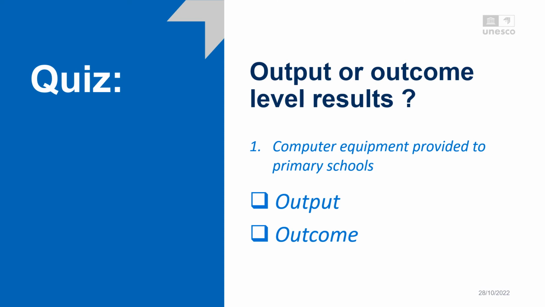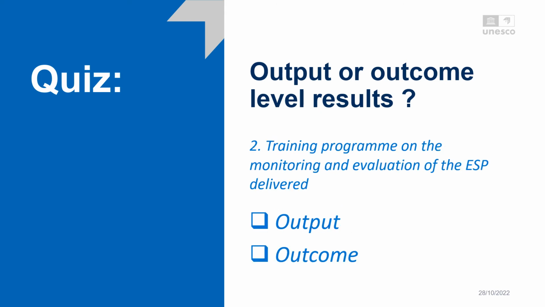The correct answer is output. It is an immediate, concrete result that comes from a combination of inputs and activities. Next, is a training program on the monitoring and evaluation of the ESP delivered an output or an outcome level result? The correct answer is output. Again, it is a short-term result that comes from a combination of inputs and activities.